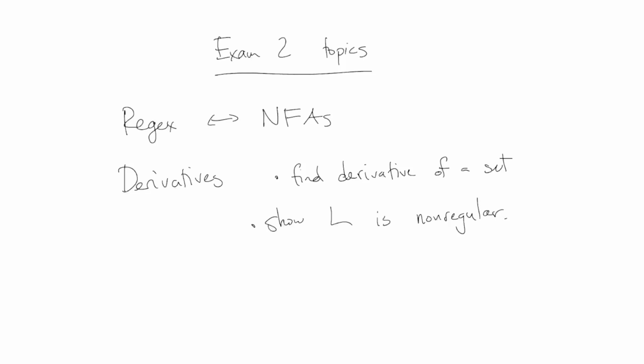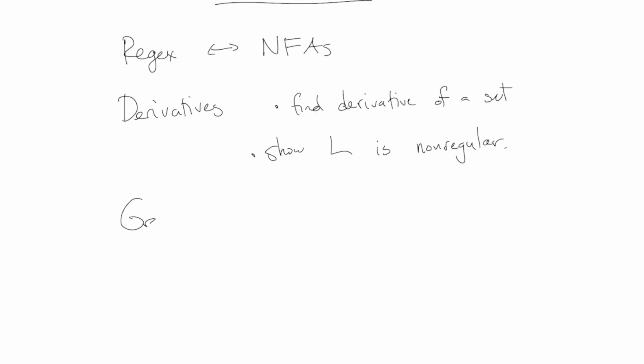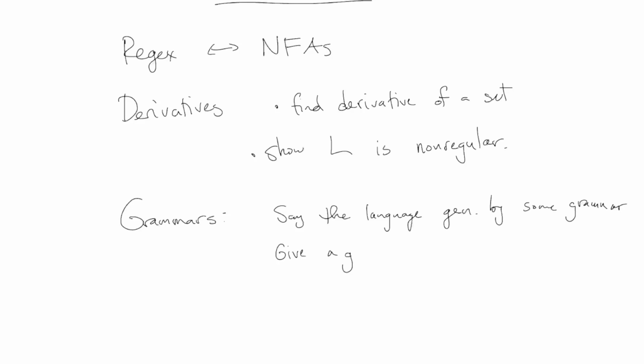All right. Next, we talked about grammars. I could just give you a grammar and ask you to say what the language is, the language generated by some grammar. I could go the other way around. Give me a grammar that generates some language. Give a grammar to generate some L, right? Like, give me a grammar for a to the n, b to the n, that kind of thing. This involves several little tactics.